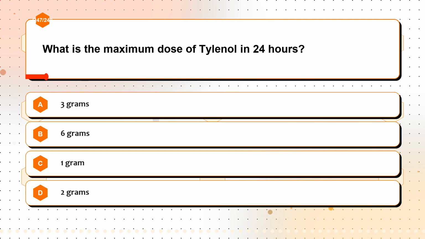Question 47. What is the maximum dose of Tylenol in 24 hours? Here are the options. Option A. 3 grams. Option B. 6 grams. Option C. 1 gram. Option D. 2 grams.